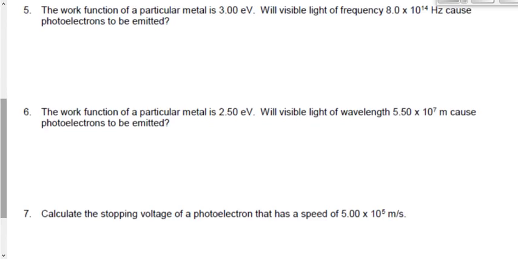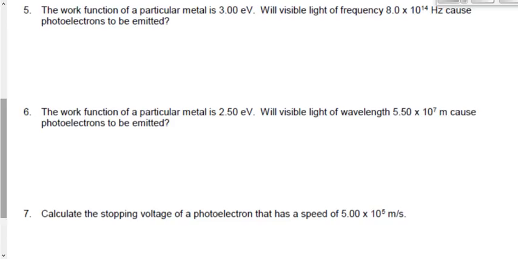So what do we got to do here? In order to get electrons ejected, you have to be above the threshold frequency. You have to be above the work function. You have to be below the threshold wavelength. So we've got a certain work function given to us here. We've got a wavelength. We want to see if we're either above the work function or below the threshold wavelength.